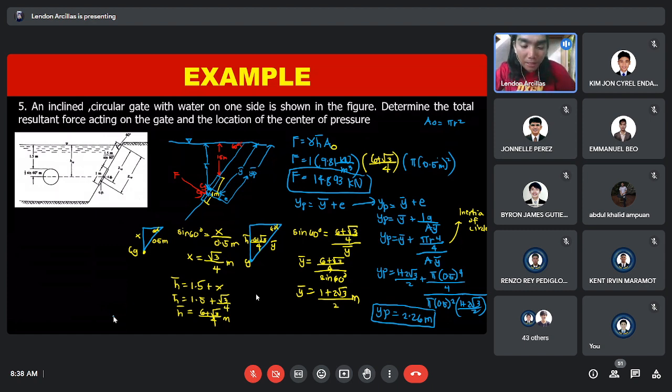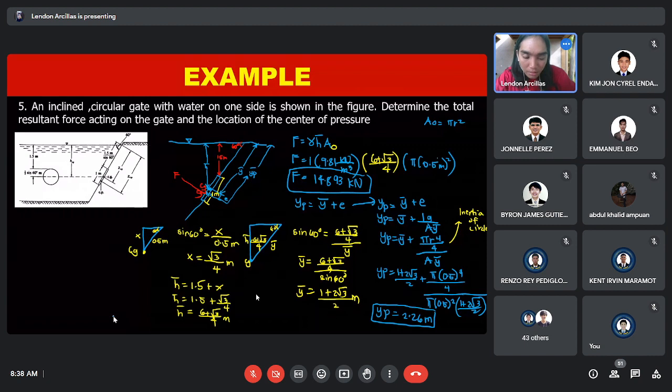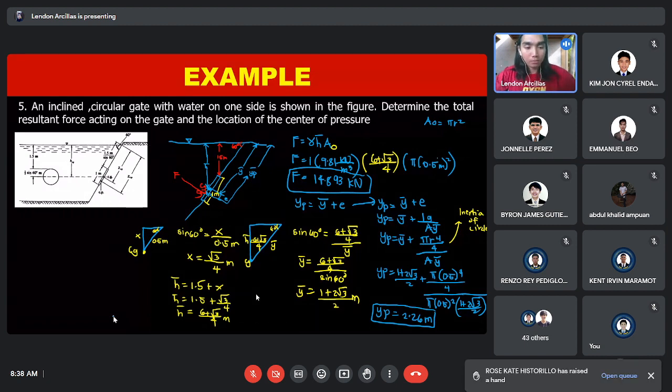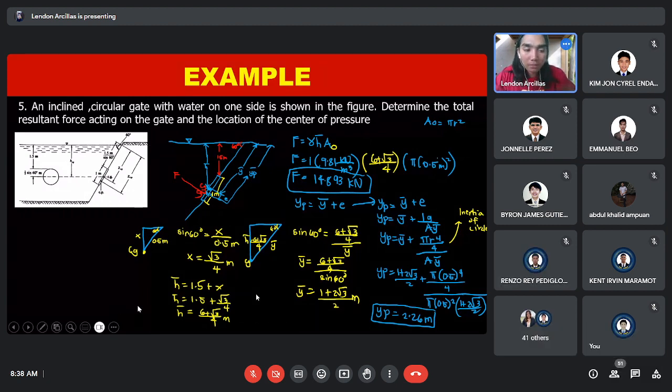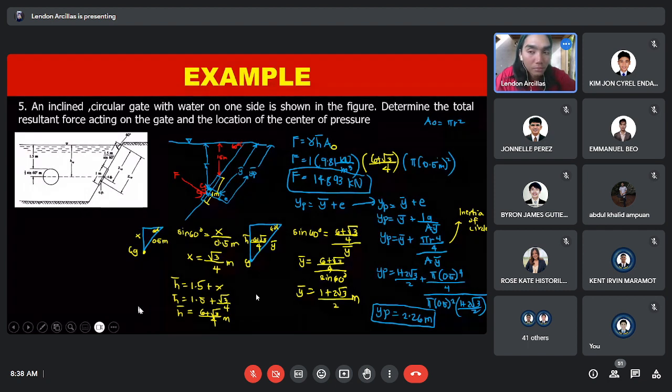So I'll be sending again the problem set number 2. And as I have observed, may apat pang hindi pa nakasubmit. Baka hindi nyo na-submit. Yes. Po sir, hindi ko po na-turn in. Hindi mo na turn in. Turn in mo na. May apat pa doon na hindi naka-turn in ata or hindi nag-submit. Hindi ko alam.